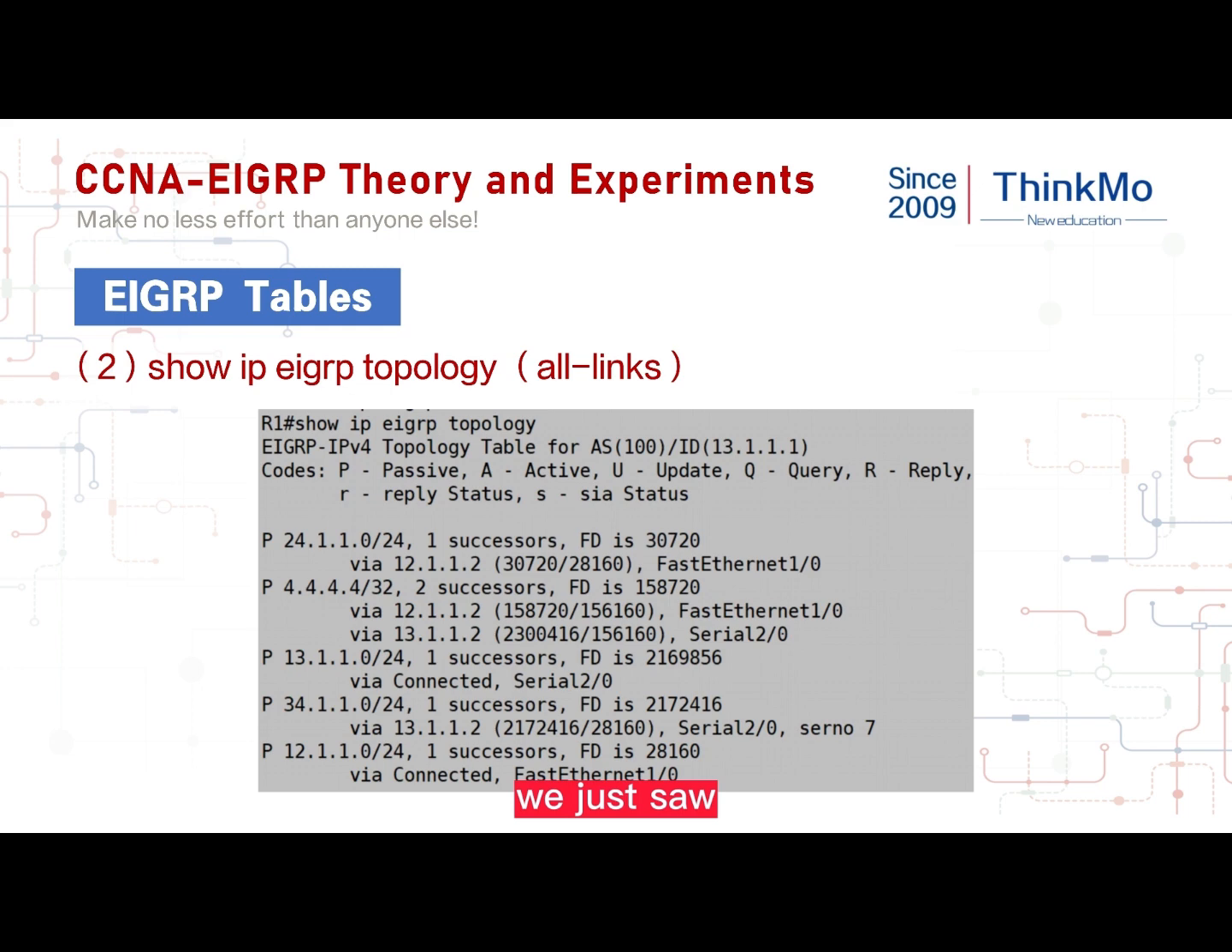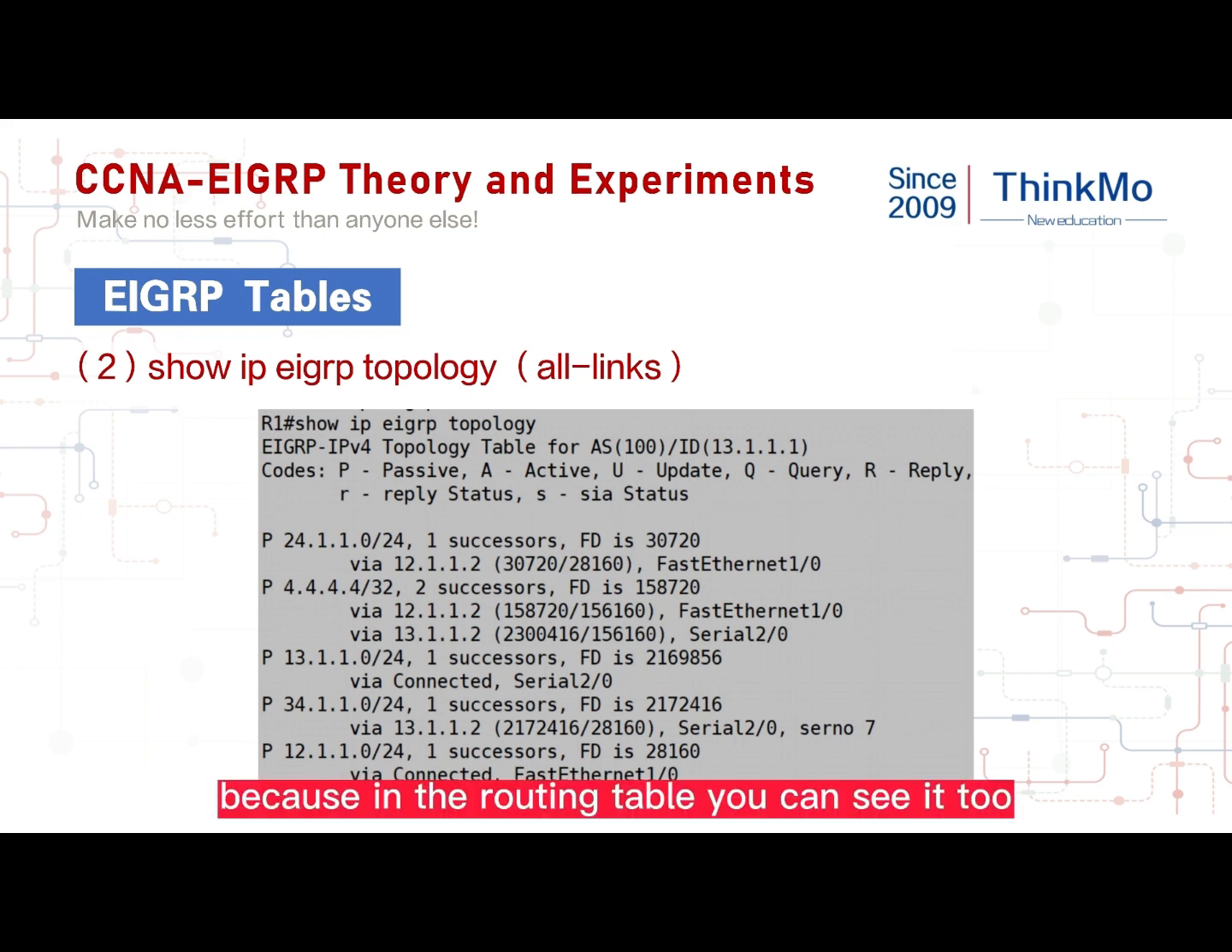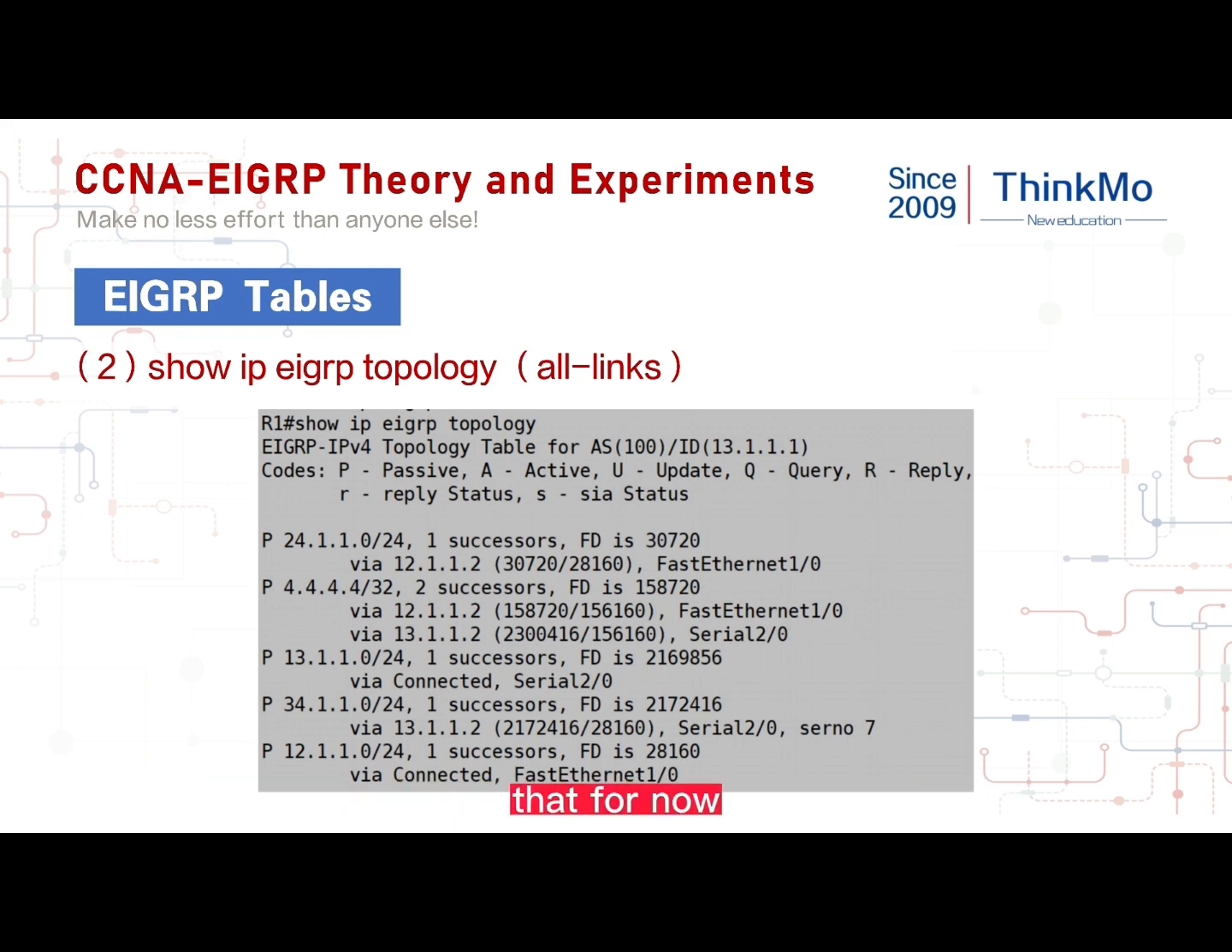We just saw there are two next hops in the topology table. The one above will be the main line, and it goes into the routing table, because in the routing table you can see it too. For now, it also appears in the topology table. We can implement its addition to the table later. Let's talk about this later.